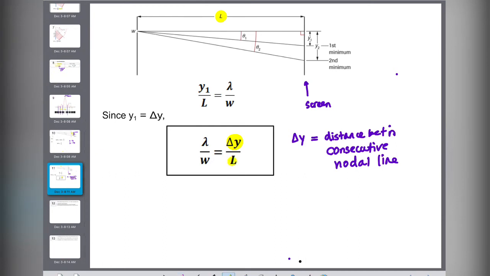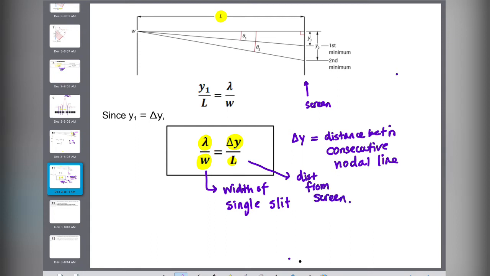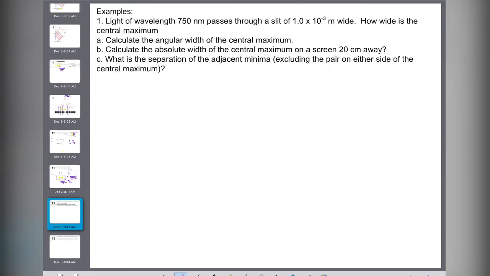Okay, L is the distance from the screen. Lambda is the wavelength of the light wave, and W, as we talked about just now, is the width, right? The width of the slit. And then lambda is the wavelength of light.